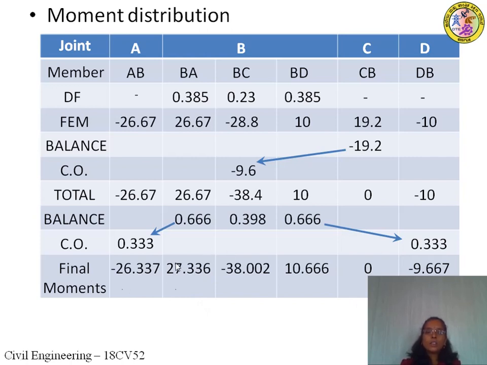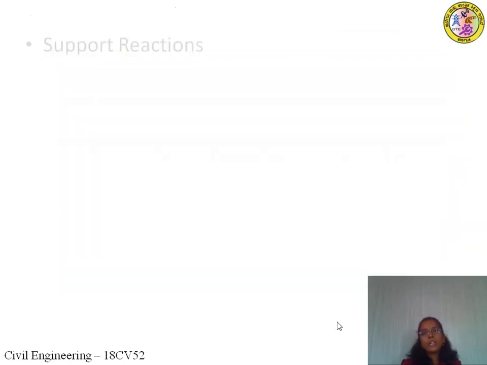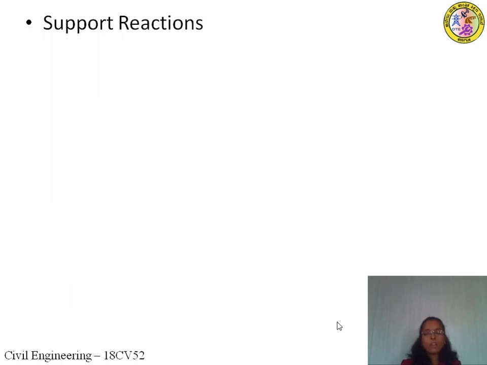So these are the final moments at joints A, B, C and D: MAB minus 26.33, BA 27.336, BC minus 38, BD 10.67, CB 0, and for DB it is minus 9.67. These are the final moments using which we will find the support reactions. So the next step is to calculate the support reactions.